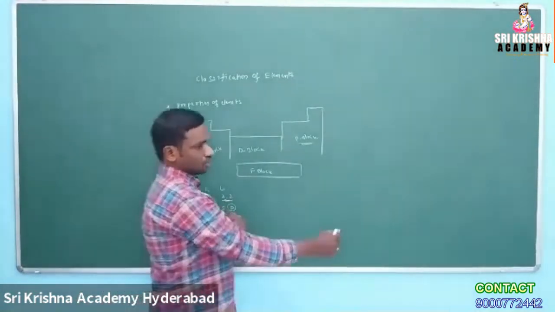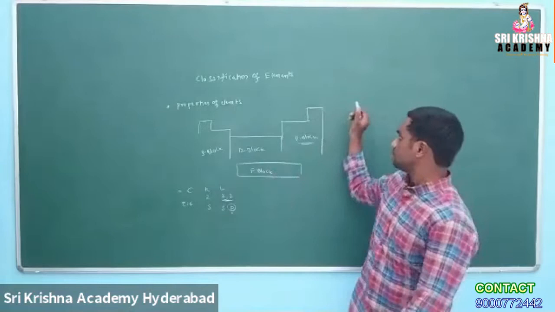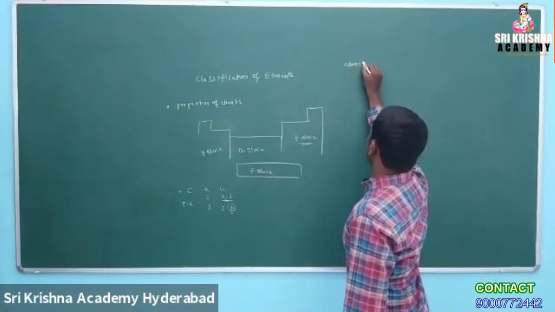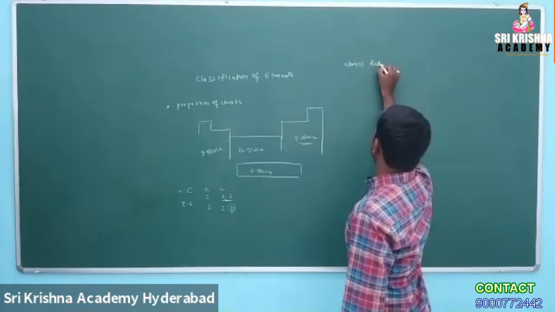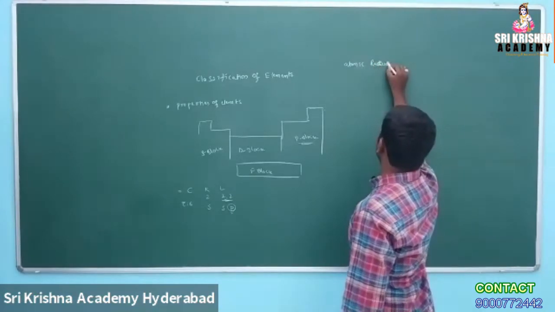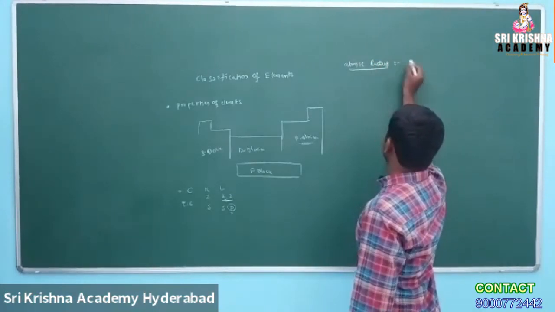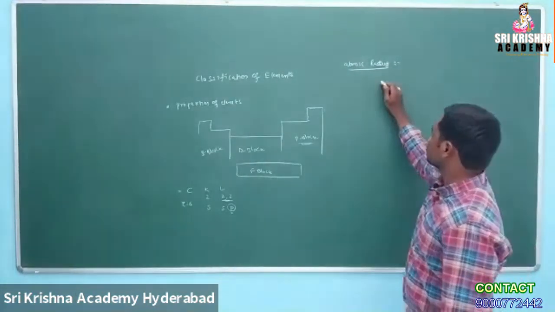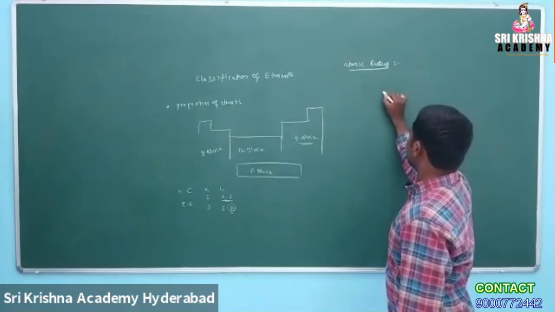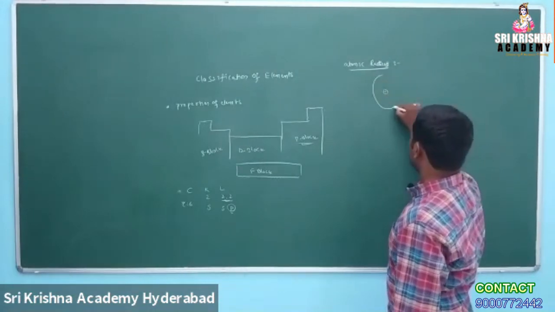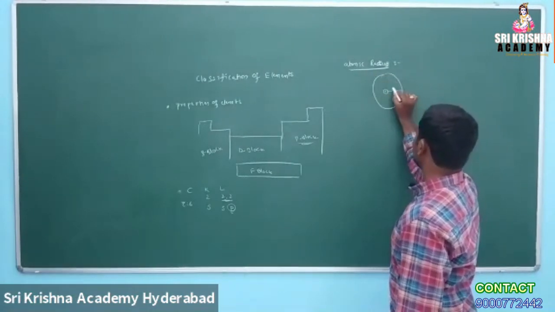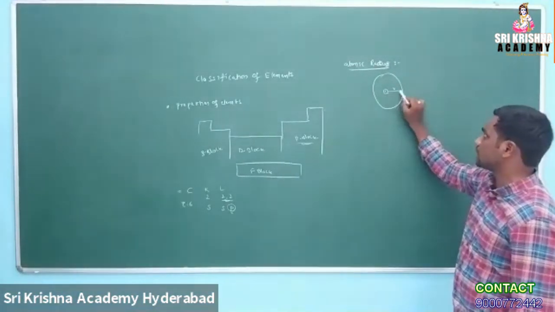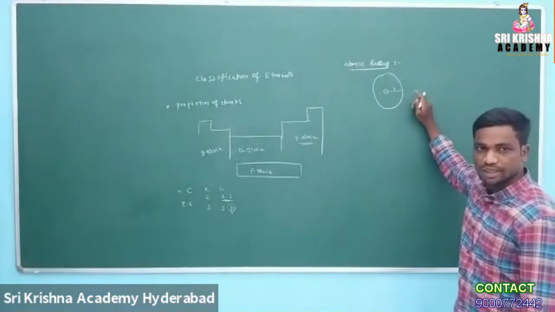Generally, we are looking at the properties of elements, mainly atomic radius. Atomic radius and atomic size are the same. Size means the distance between the nucleus and the outermost orbit. This is called the radius.